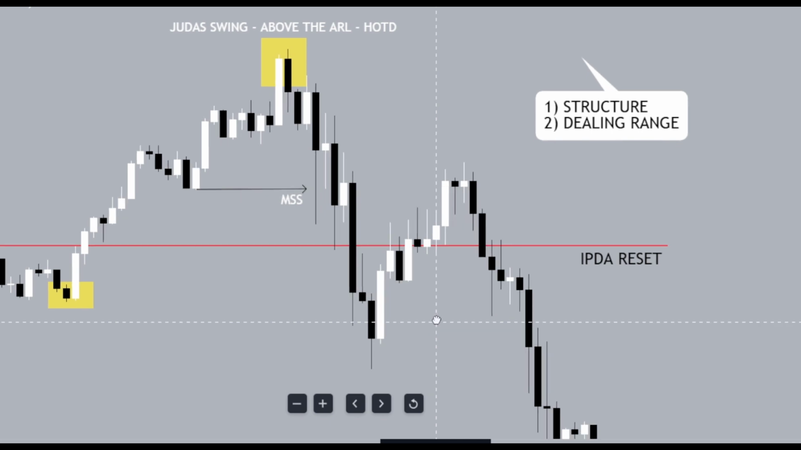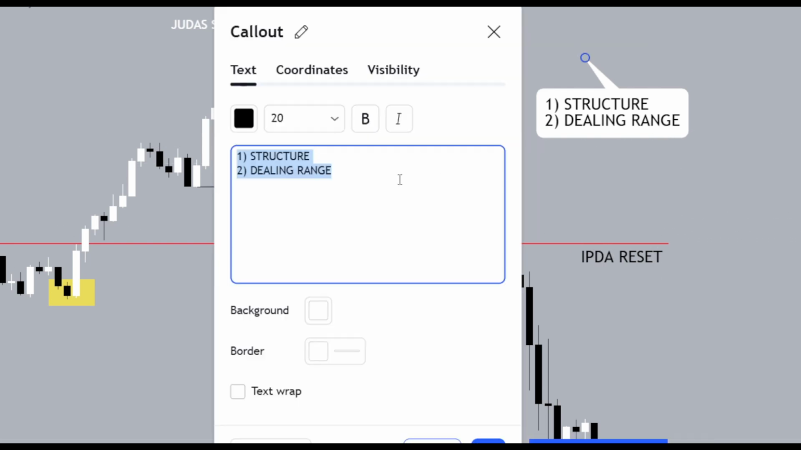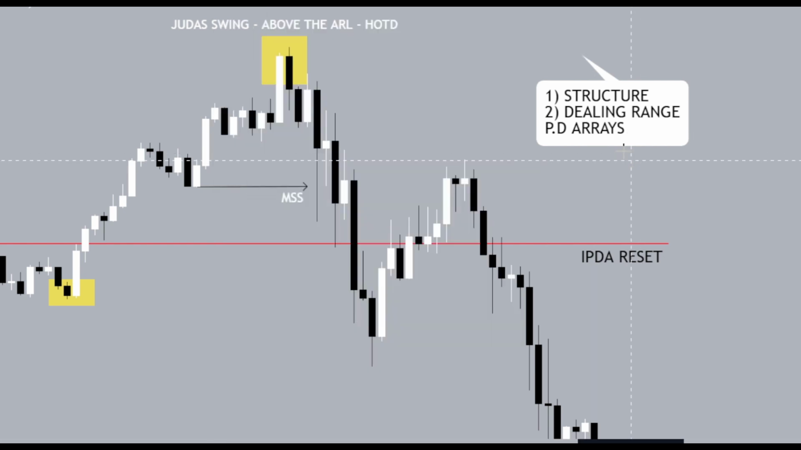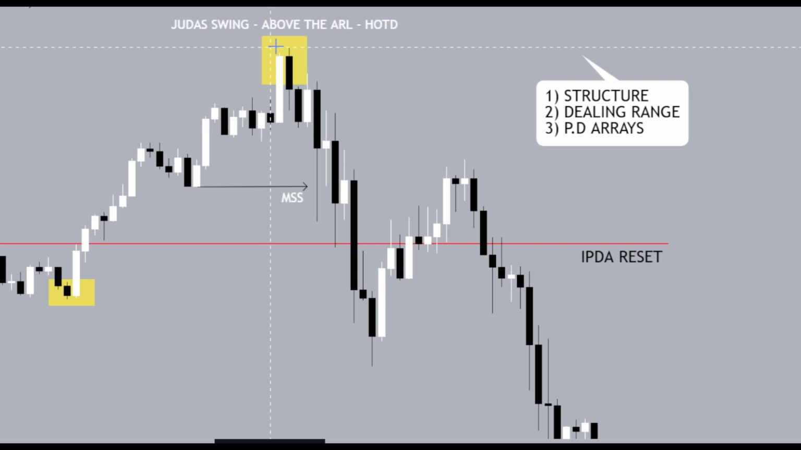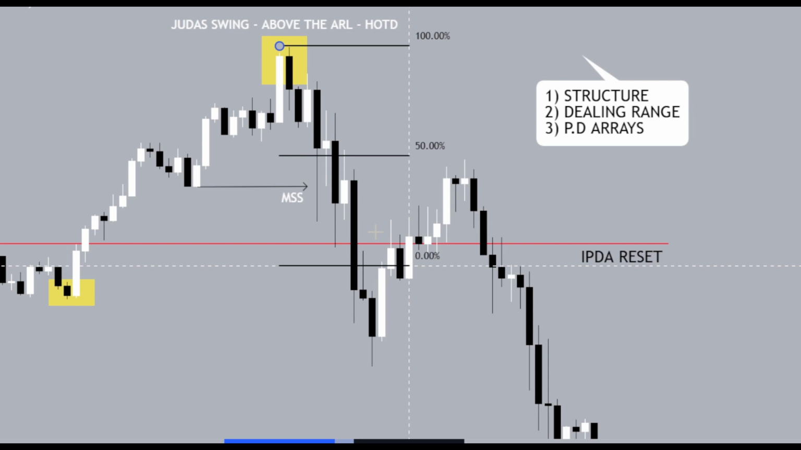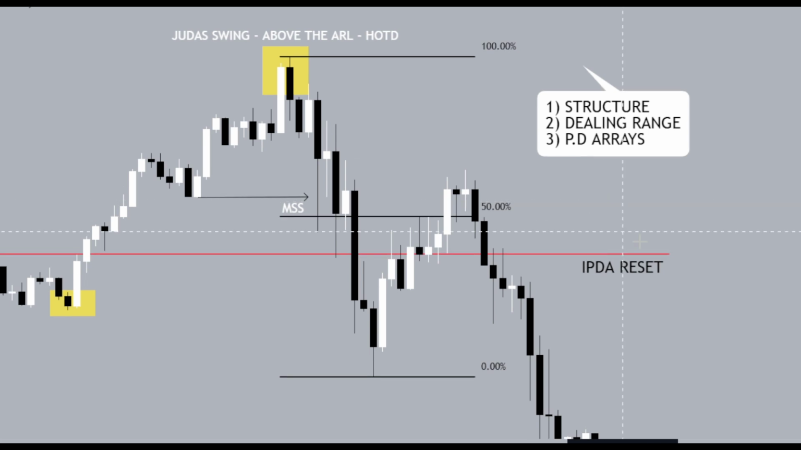The next thing after we've identified both the structural high and the low, which is the dealing range, is our premium and discount arrays, our PD arrays. Very, very important to understand our overall PD arrays. So let's label that correctly as number 3. Now, what do the PD arrays tell us? We project the Fibonacci tool from that swing high down to that swing low, just like this. Once we have that in place, we understand that price is going to come at least to the equilibrium, if not higher. In this case, it crept higher.